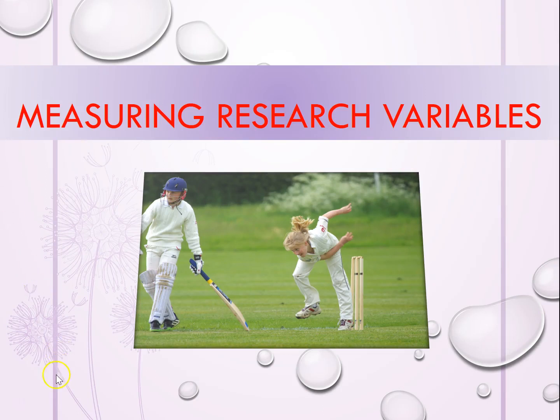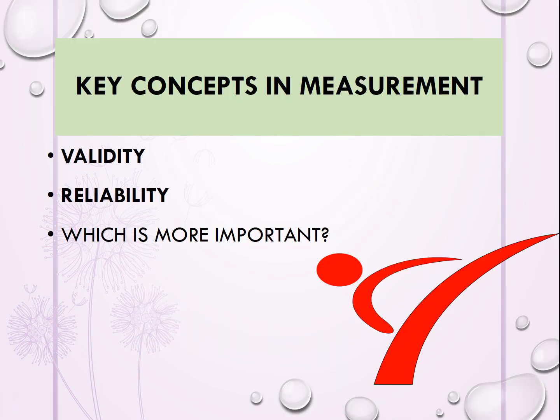This week we will cover the chapter on measuring research variables. Today we will discuss fundamental criteria for judging the quality of measures used in collecting data: validity and reliability. Of these two concepts, which one is more important? A test cannot be considered valid if it is not reliable. In other words, if the test is not consistent, then the test cannot be trusted.